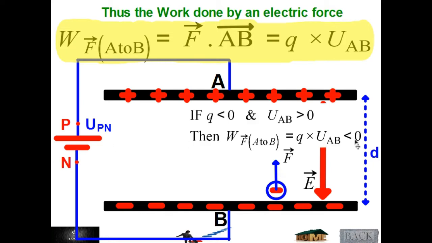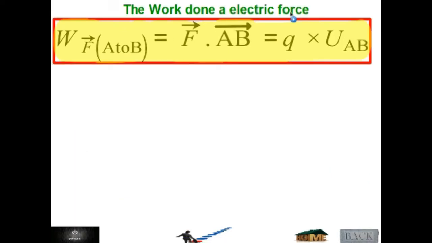Since the charge is negative, but I'm moving from A to B, which is UAB, and this voltage is positive, then negative times positive will be negative. And now the work done by the electric force is resistive work, since the electric force is trying to resist my motion. And by using a very nice trick, we can derive a new unit for energy.